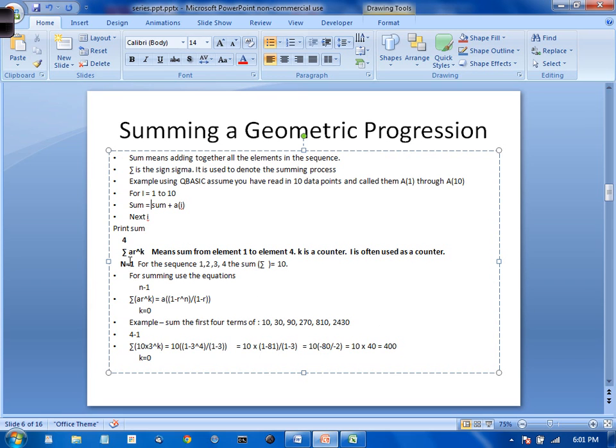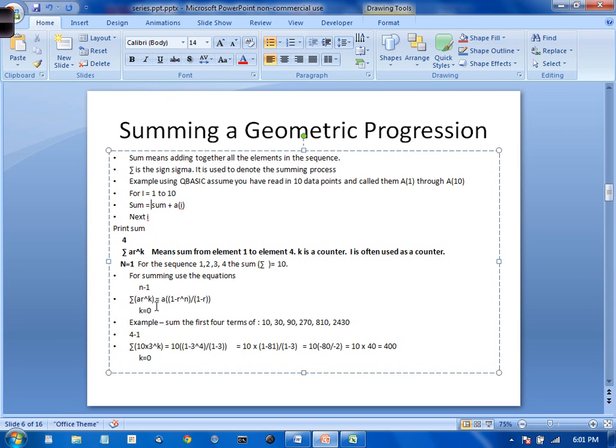So the equation is for n equals 1 to 4, that's from the first element in the sequence to the fourth, or it could be the 10th or 20th, or whatever you want to define. N is 1, and n is 4 in this case. So you mean sum from element 1 to 4, and k is the counter. And that's just what I was doing here, counting. And so here's the equation. It's just the sum of A R raised to the k. That makes sense, right?